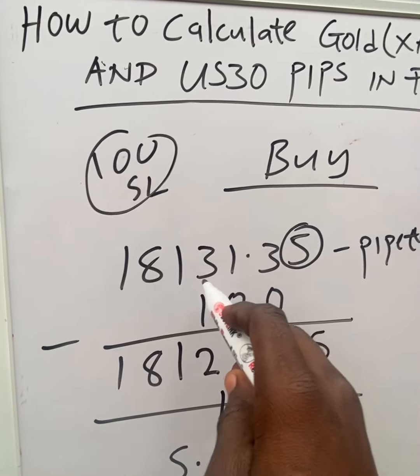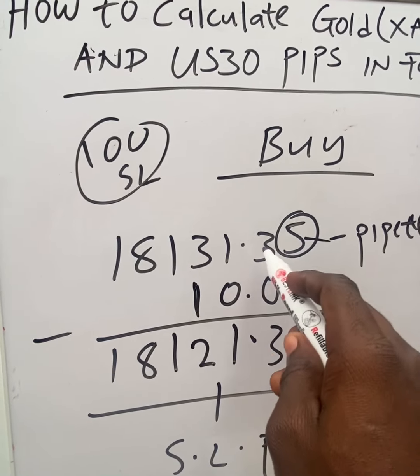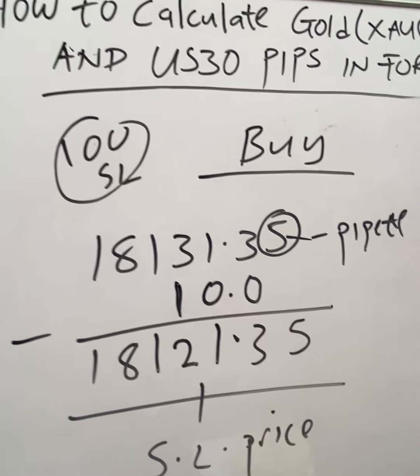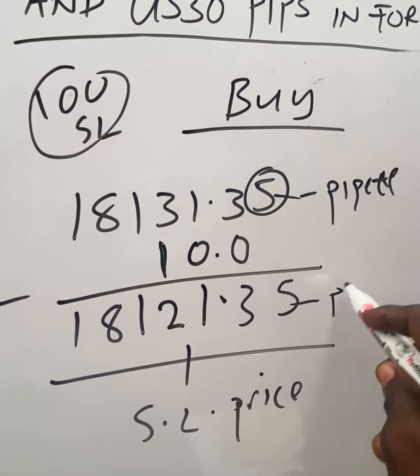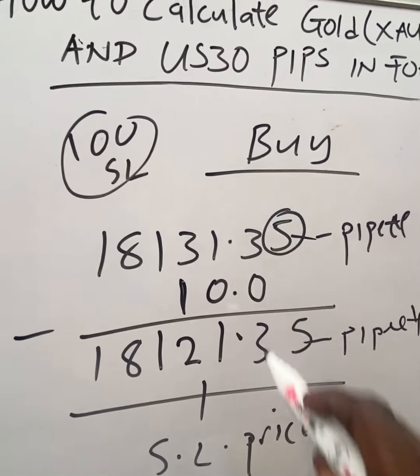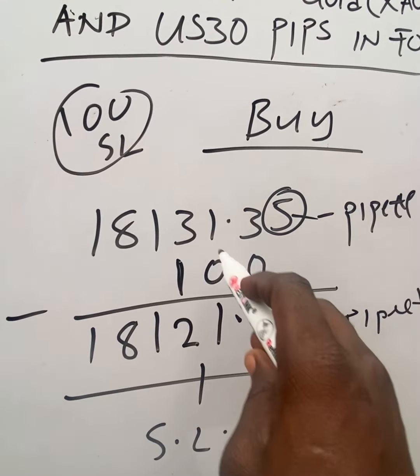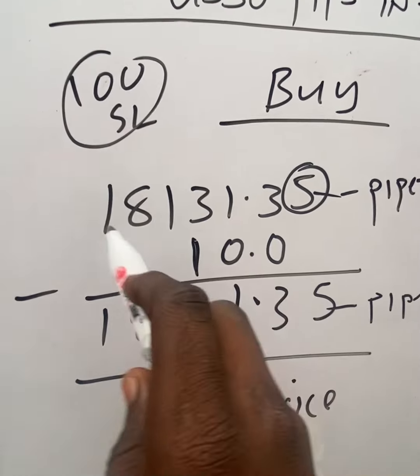So we place our first one here as 0.0 because we know this is the pipette. So the pips start counting from this place. So we have our 5 minus 0. This is still pipette here, but we just have to include it. We have 3 minus 0 points, 1 minus 0, 3 minus 1, 1, 8, and 1.